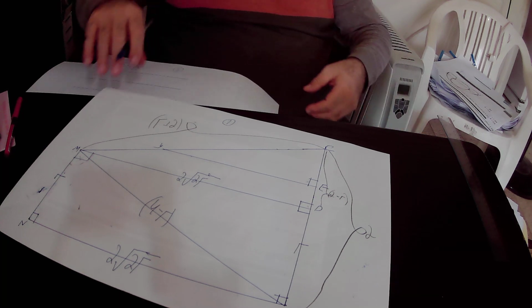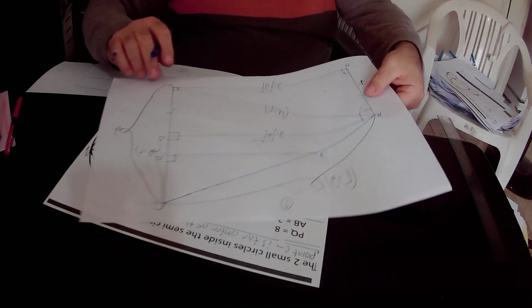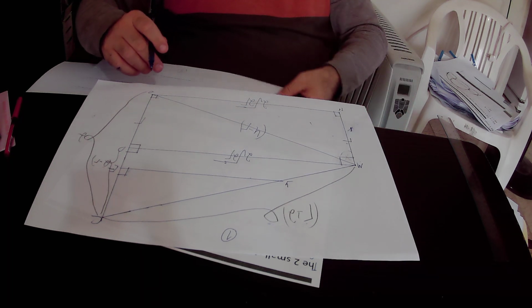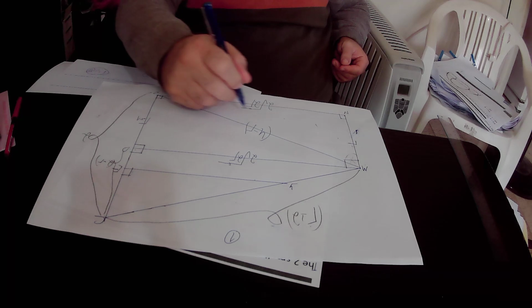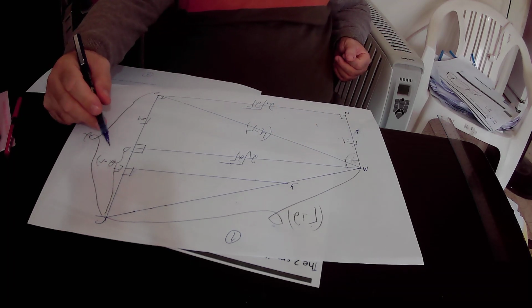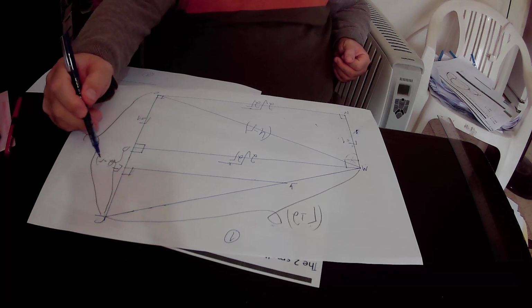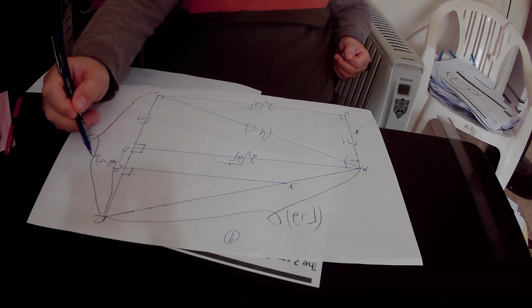So we can write here that R equals 1 unit. Here CD equals 2 minus R, and R equals 1, so CD equals 2 minus 1, that is to say CD also equals 1 unit.